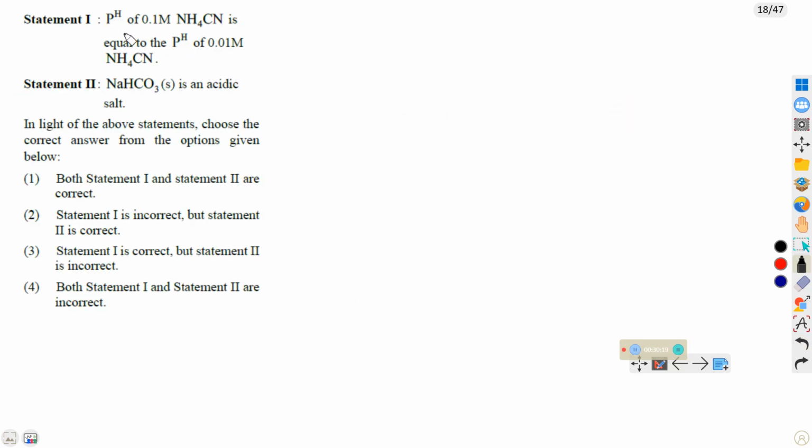Statement 1, pH of 0.1 molar NH4CN. NH4CN is a salt of NH4OH plus HCN. NH4OH and HCN combine to give NH4CN. NH4OH is a weak base, HCN is a weak acid. Weak acid and weak base.